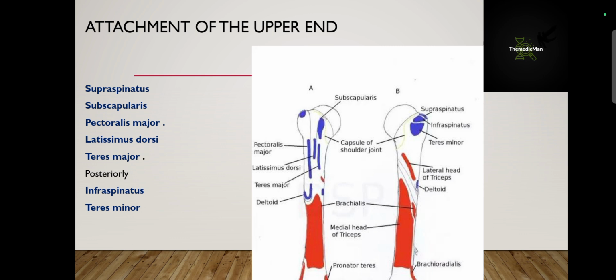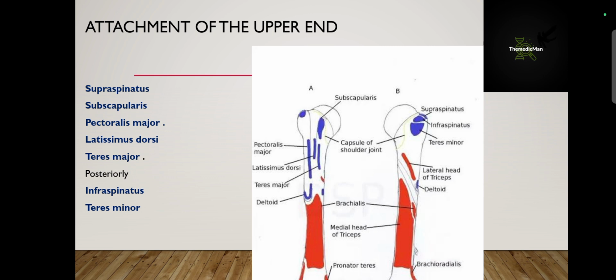First of all, about the supraspinatus: where does it originate? It originates from the medial two-thirds of the supraspinous fossa of the scapula, and it is inserted. Where does it get inserted?